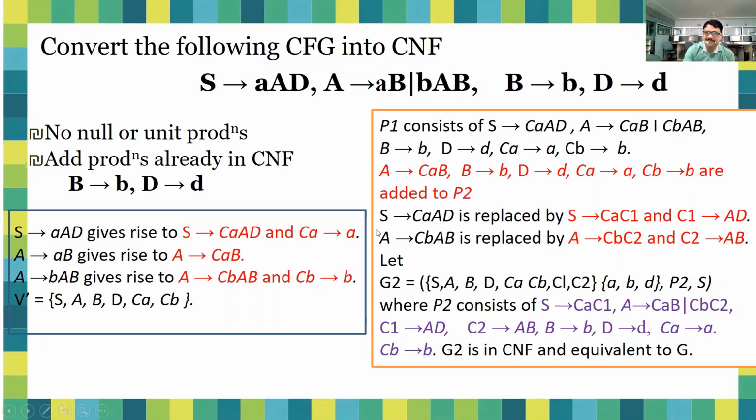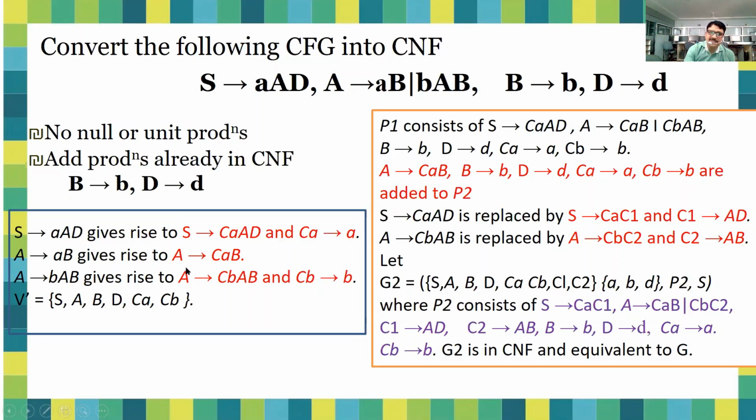CA goes to a. And similarly, A to aB is not in the form of Chomsky normal form. So we can change it into A to CA B, where CA is the same as the previous one. It is CA goes to a. And now the next, third production will be A to BAB.